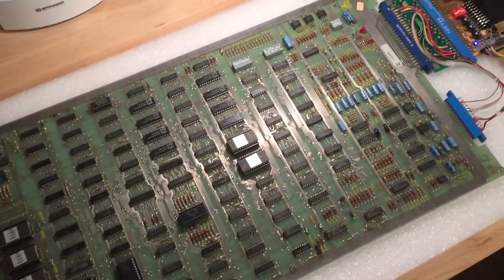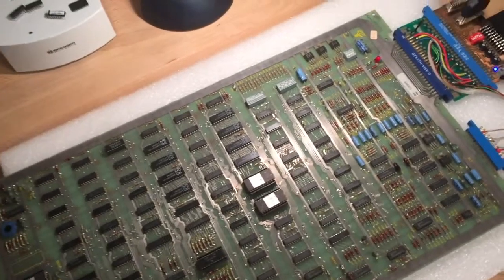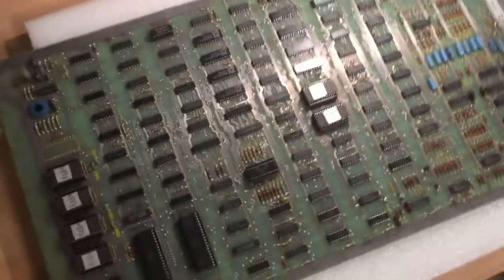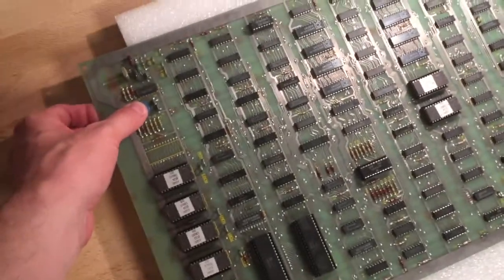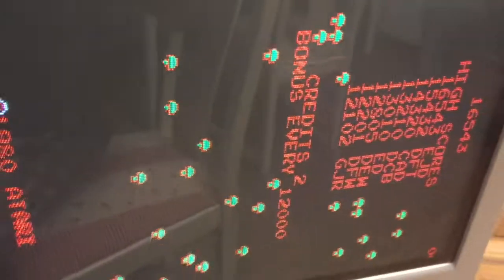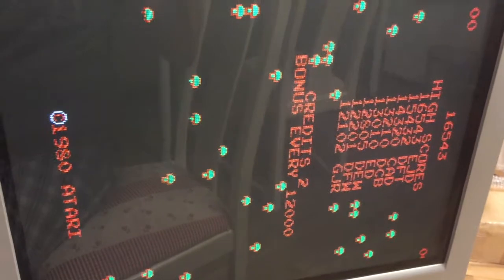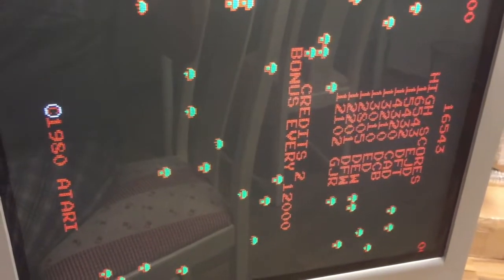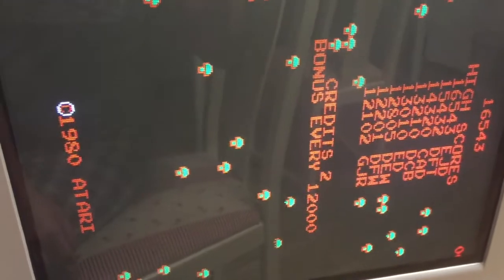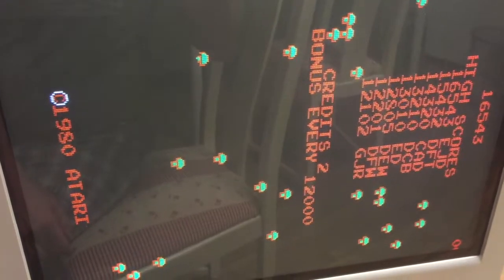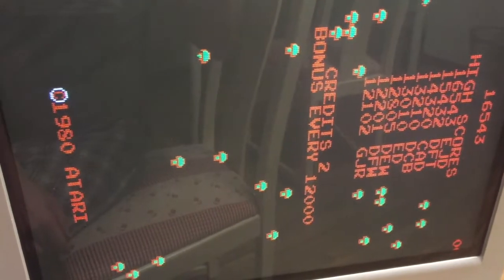And the way that the board failed actually yesterday is that it developed some graphical problems. I can show you what I'm talking about on my test screen here. You can see that the game is actually running. You can see the play field, you can see the text, you can see the mushrooms.